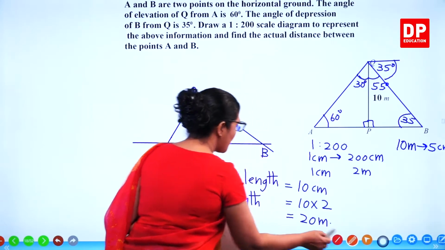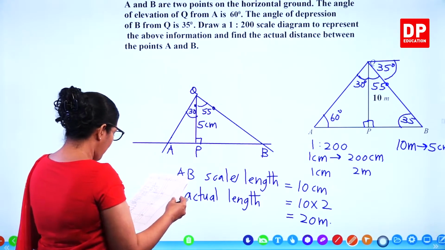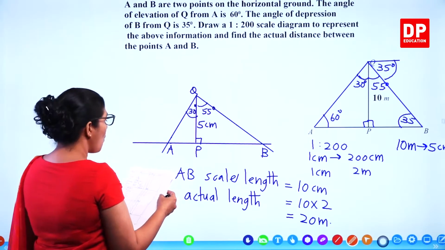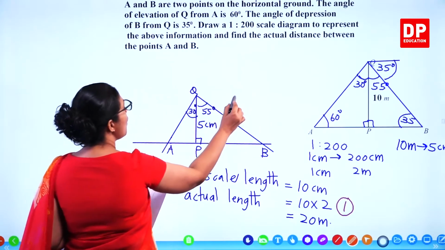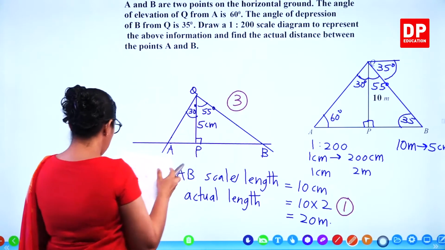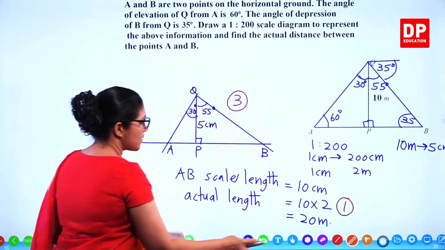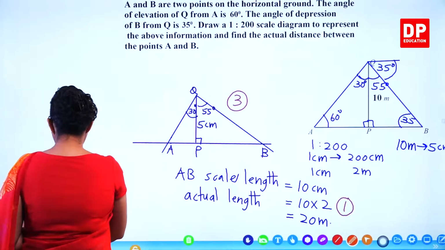So how many marks for that question? You are getting 4 marks. 1 mark for finding the length and 3 marks for the scale diagram. So altogether 4 marks. So let's take the next one.